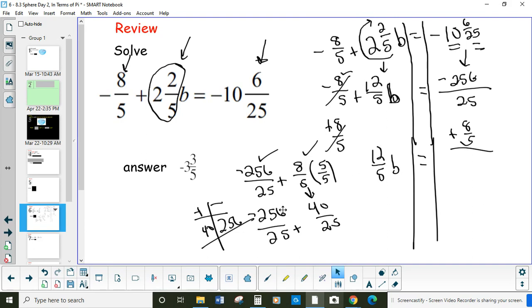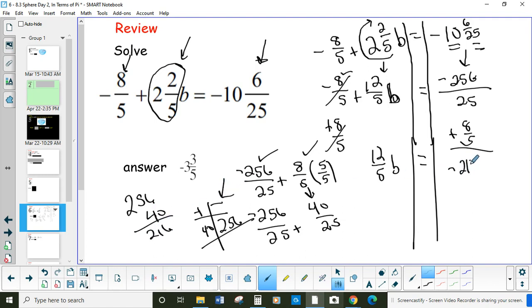All right, so opposite teams means I subtract these two. So I go 256, take away 40. I have a difference of 216, and I have more negatives. So I got negative 216 over 25. This is where I'm at now.